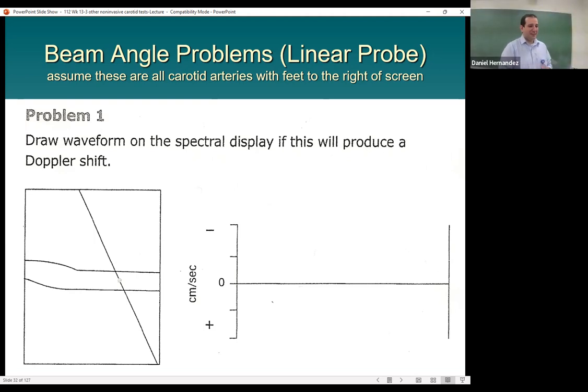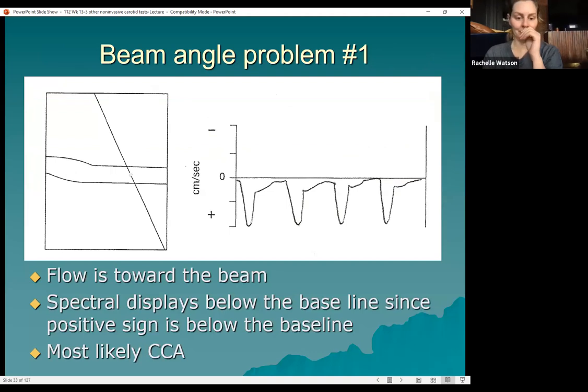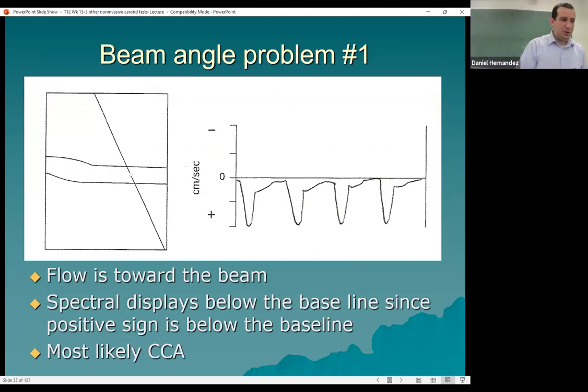So it's a positive shift. Good. So now just be careful because the boards will love to trip you guys up, and they'll give you something like this, and they'll ask you if it's positive or negative, or they might ask you which side of the baseline it's going to be on. So if I had to draw my waveform, the way that's set up, my positive shift is below the baseline. So my waveform is going to look something like that. It's going to be below the baseline. So just be careful what your Doppler parameters are set up to.